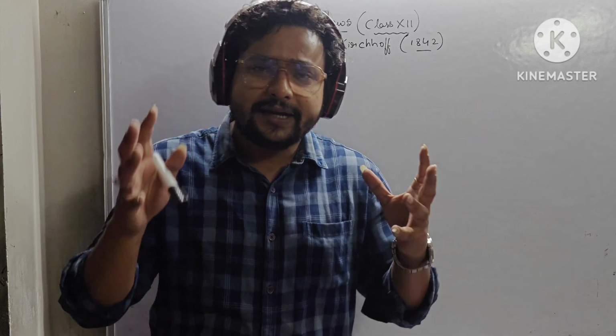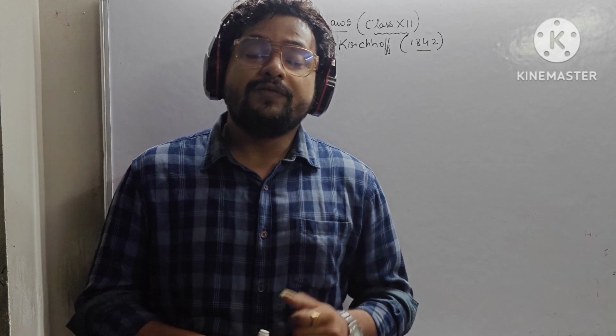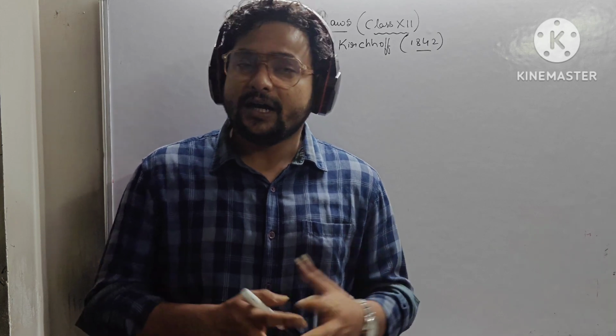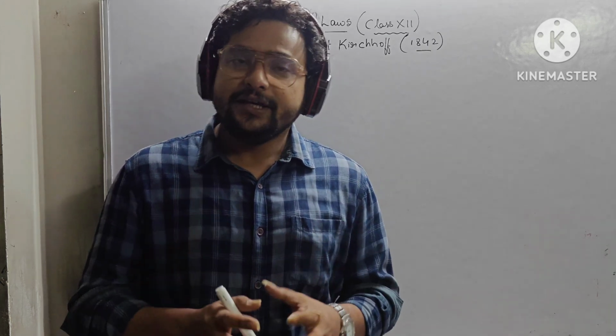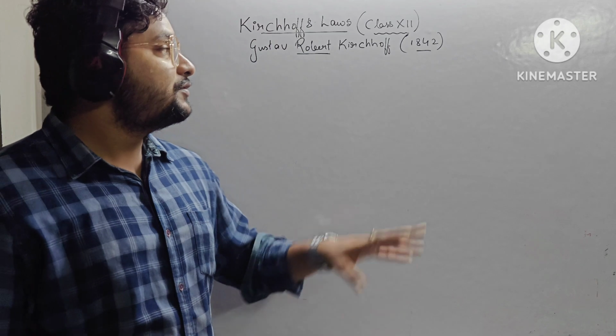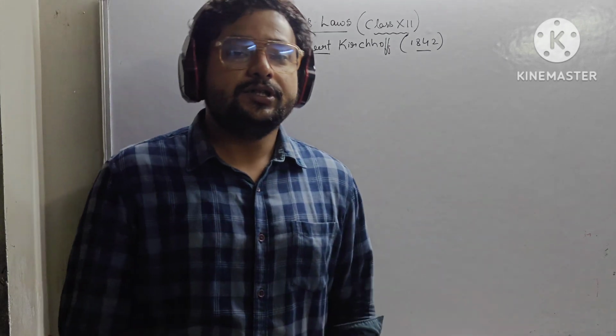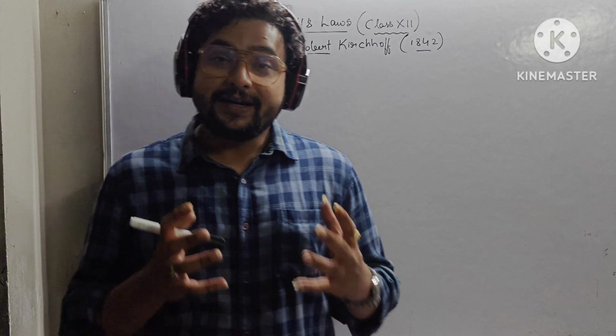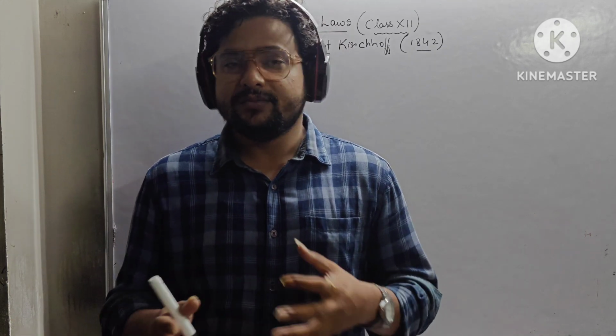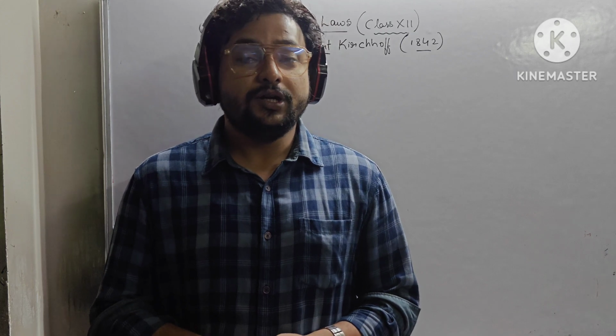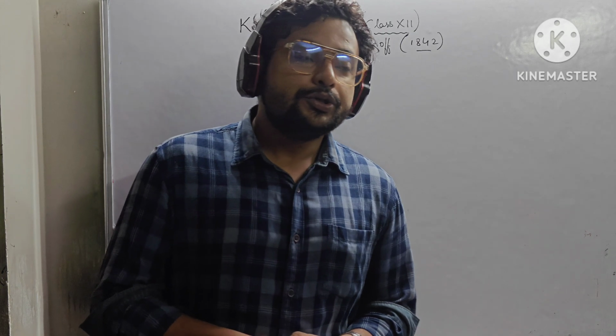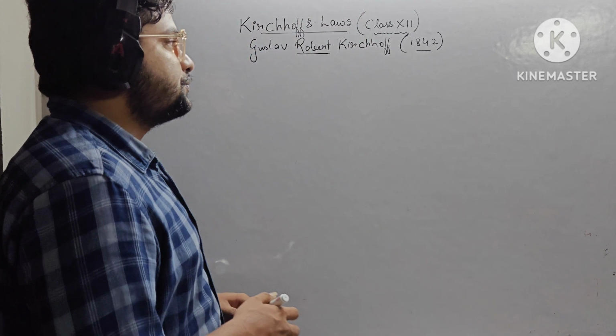Suppose we have a very complicated circuit. How do we solve that complicated circuit? How do we find the currents in each branch in a very easy way? That path was led by this famous person Kirchhoff. He gave two laws, and those two laws are known as the fundamental laws for solving certain complex numericals based on current electricity. So let us see what those two laws are.